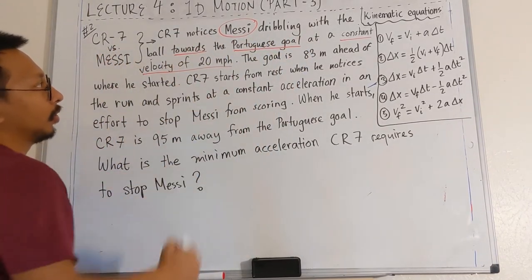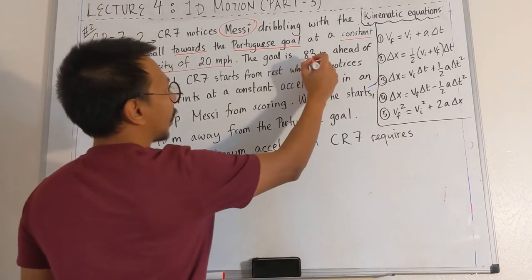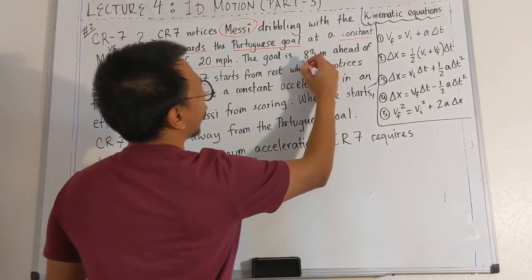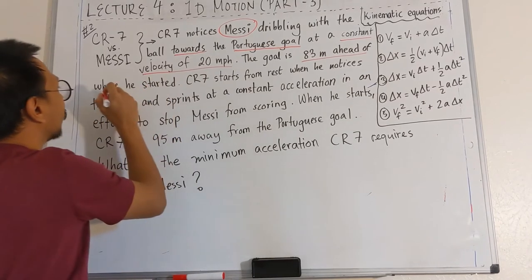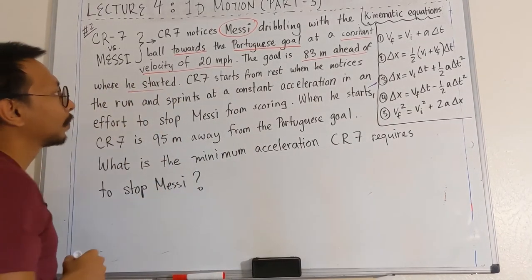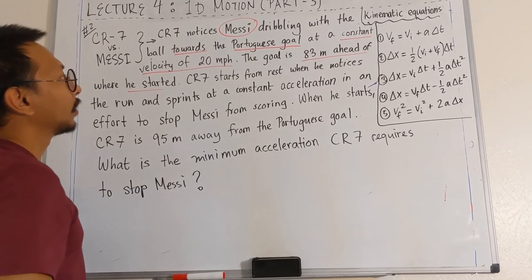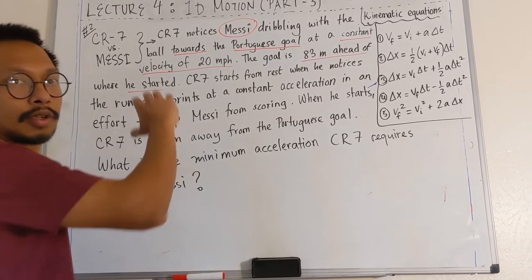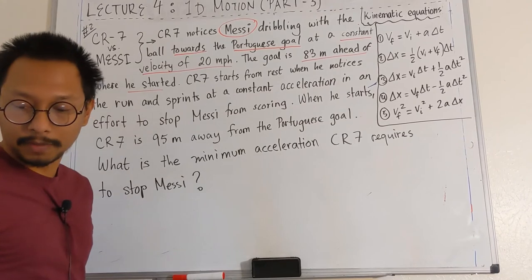The Portuguese goal is 83 meters ahead of Messi. 83 meters ahead of where he started. Right? So this is where we start the study of motion.